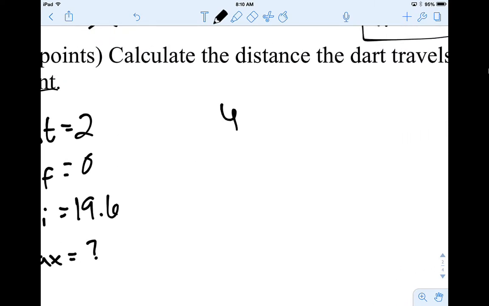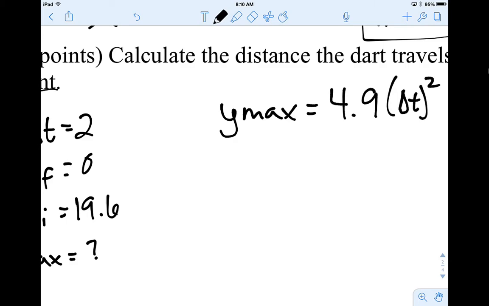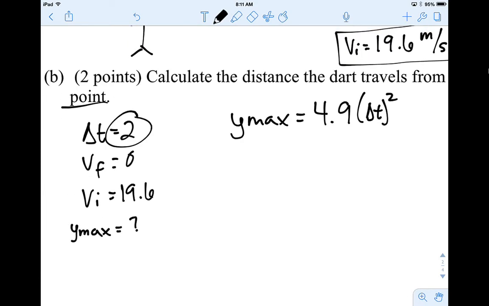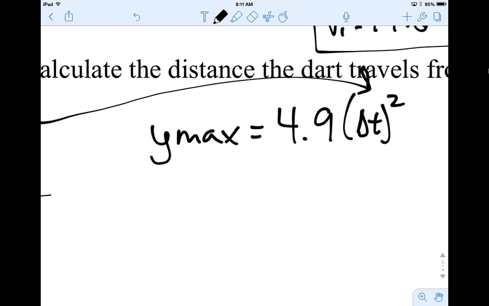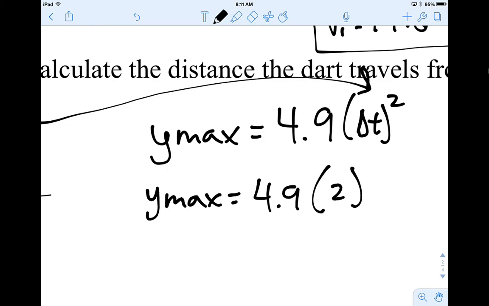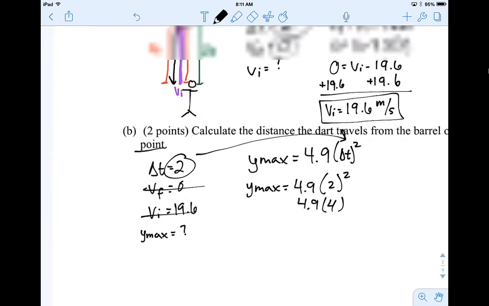So remember that Y max equals 4.9 delta t squared. So now all I have to do is plug in. So delta t is really all I need here. So I don't need that, don't need that. I'm using delta t, y max equals 4.9 times 2 squared. 2 squared is 4. 4.9 times 4 is 19.6. That's interesting.